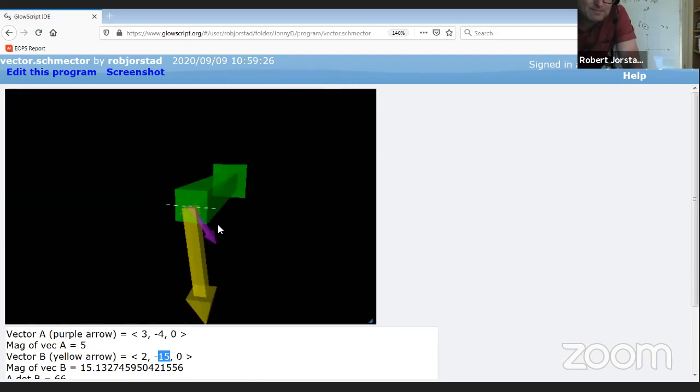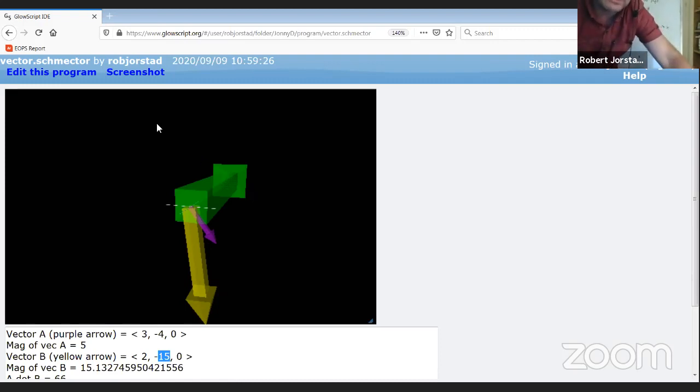So what does that mean? Imagine if the red arrow was like the lever arm on a wrench. The purple arrow was the lever arm or the distance, and the yellow would be the force applied. The green arrow indicates the axis of rotation when it twists. And so that's what that means.